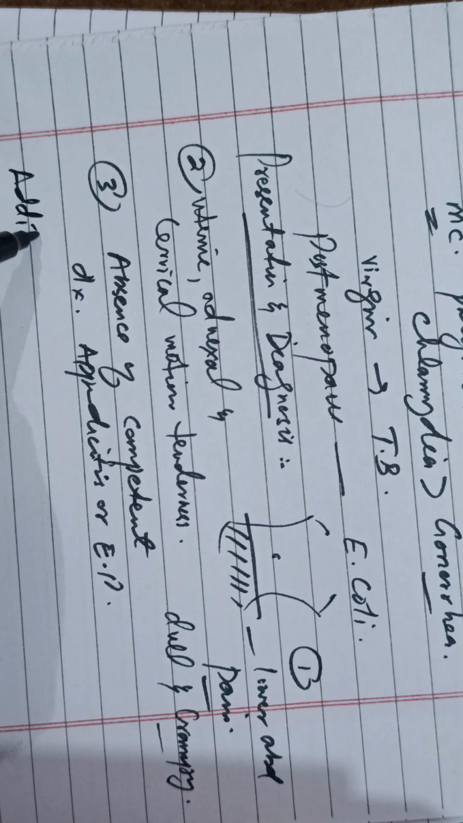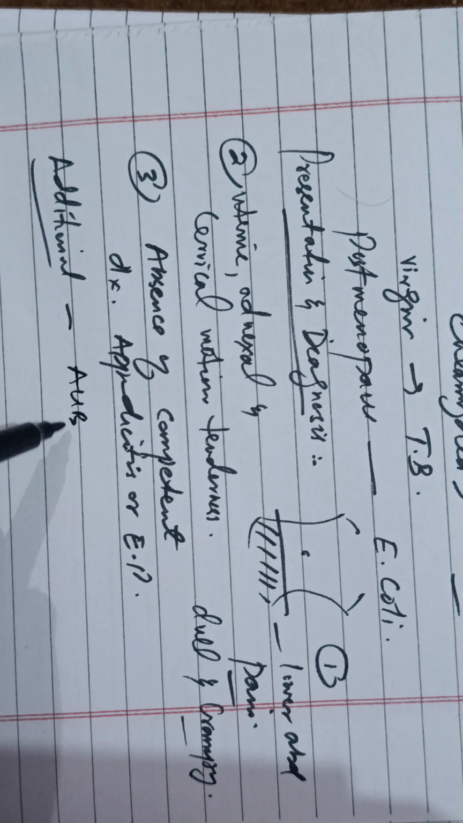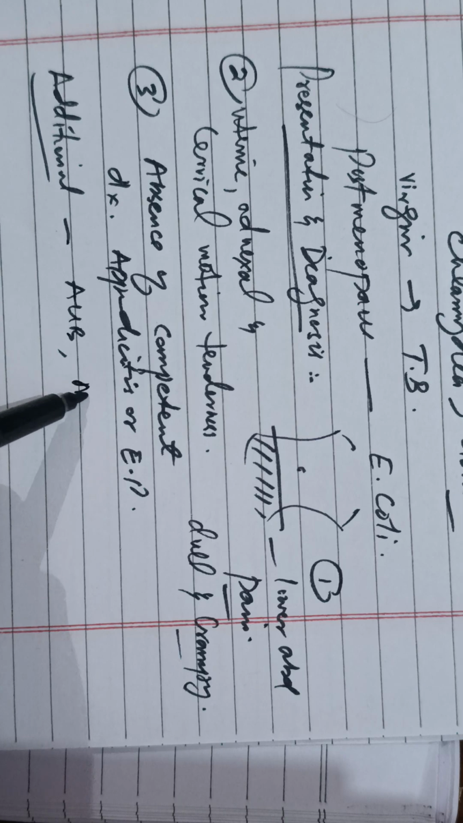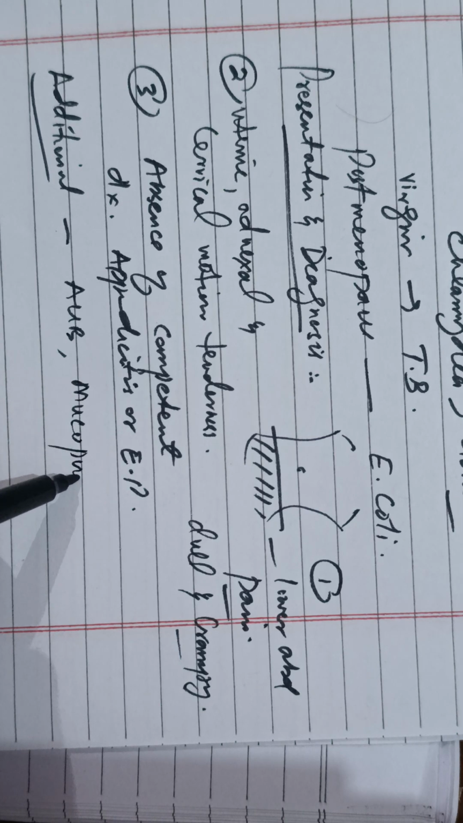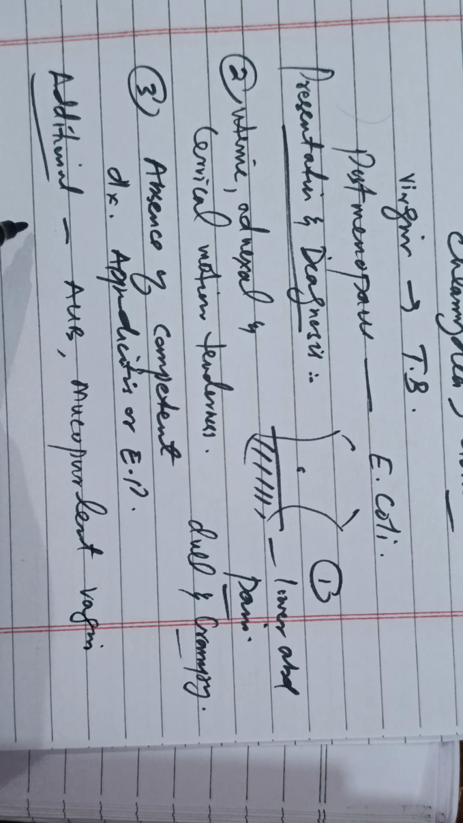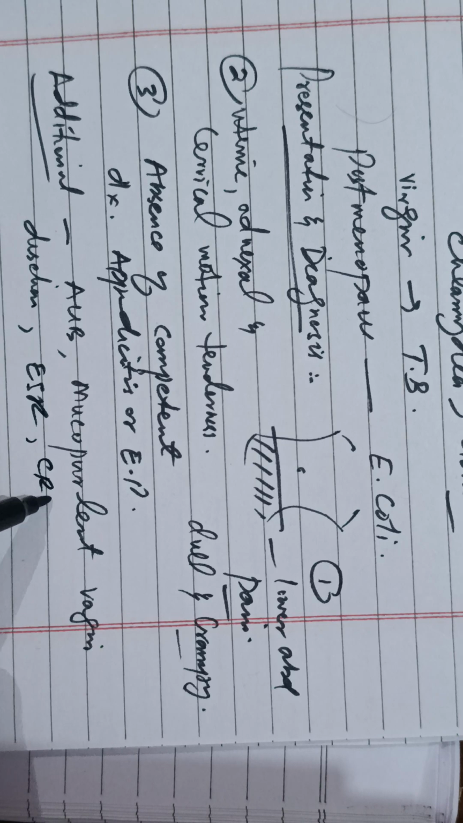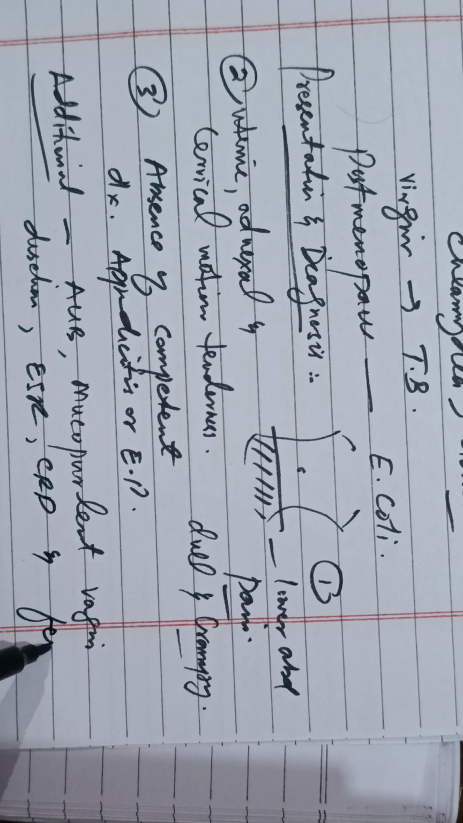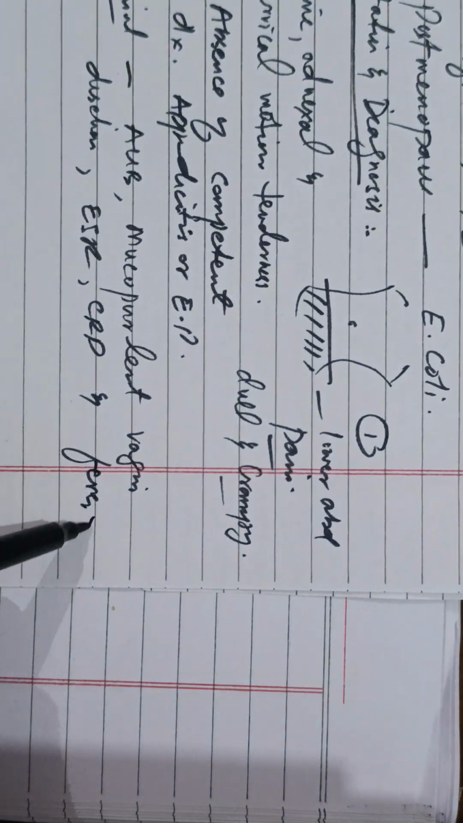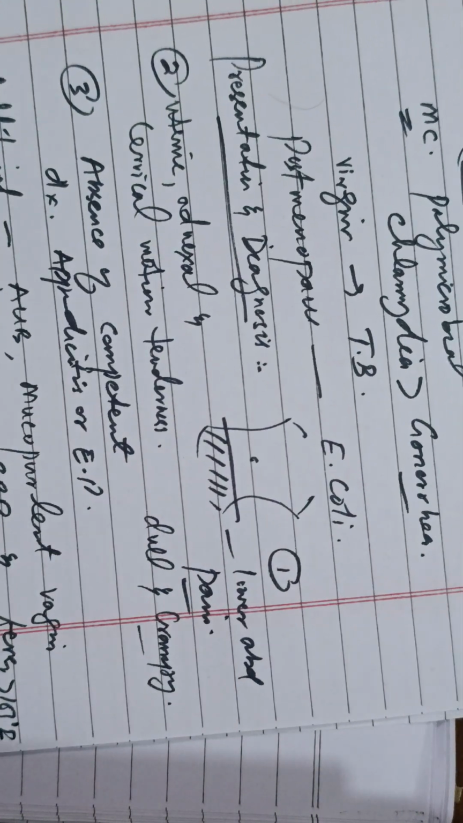Additional features which can help us in the diagnosis of the patient are abnormal uterine bleeding, mucopurulent vaginal discharge, high ESR, CRP, and fever greater than 101 Fahrenheit.